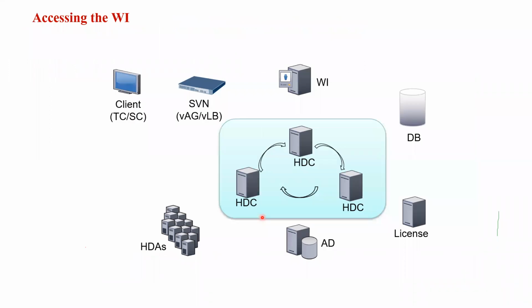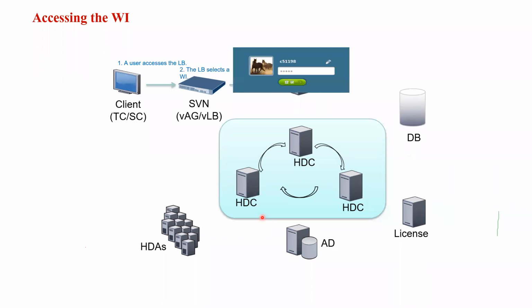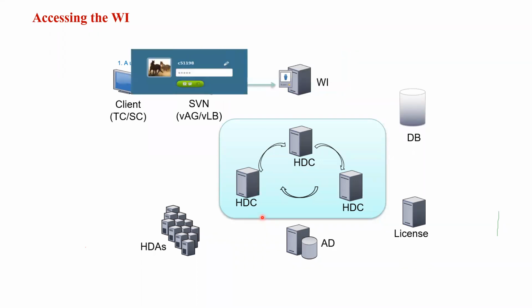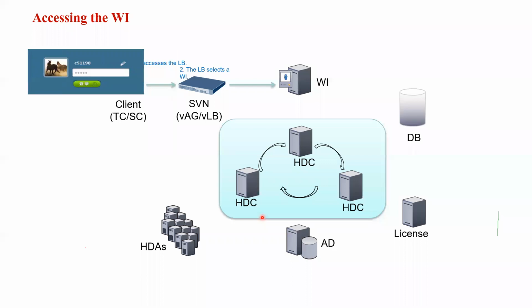As I explained, the components are integrated with each other. So let's check how the WI is accessed and how it gives the web interface to the user. This is the process by which the end user gets the web console of that particular VM. The thin client will send the request to the secure VPN, VAG, or VLB. The VAG or VLB will communicate with the WI, and the WI will check with the Active Directory, and it will send the graphical view to the end user, the remote desktop, or the terminal device.